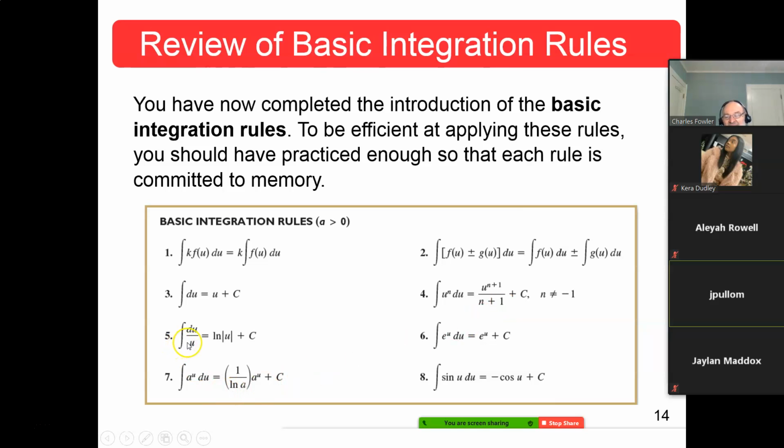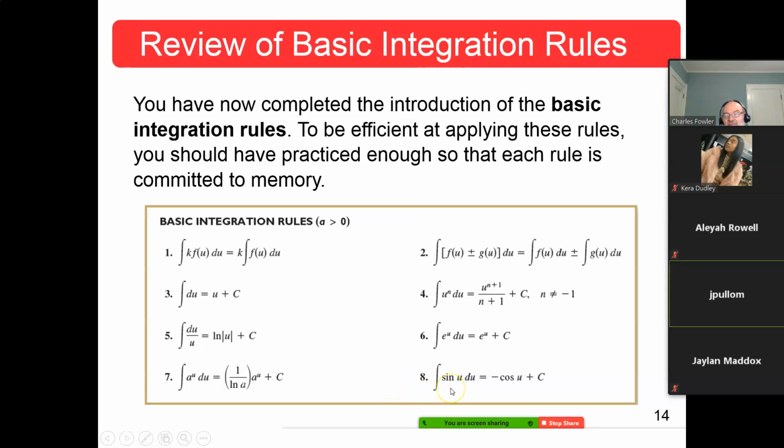Integral of du over u is not a power rule, that's the log. Log of absolute value of u plus c. Integral, my favorite of all time, of e to the u du is e to the u plus c. Okay, that's easiest to integrate, easiest to differentiate. But if it's some other base other than e, a to the u du, then it's a 1 over log a times, just like we did here, a to the u plus c. Okay?